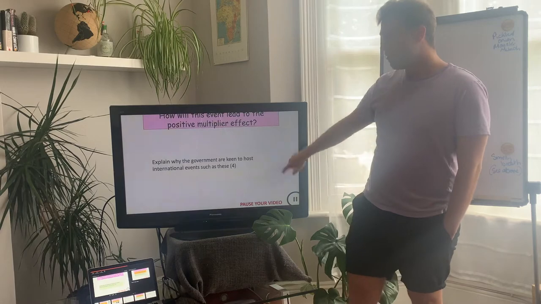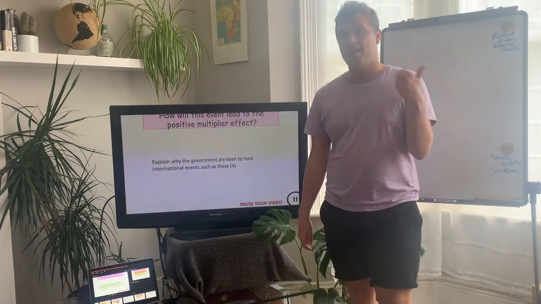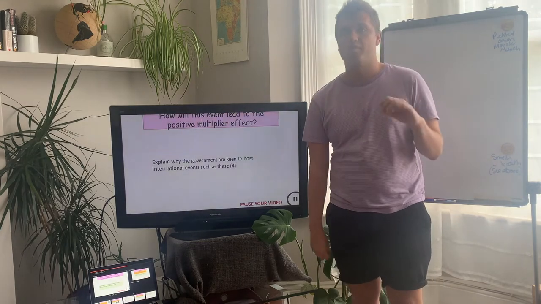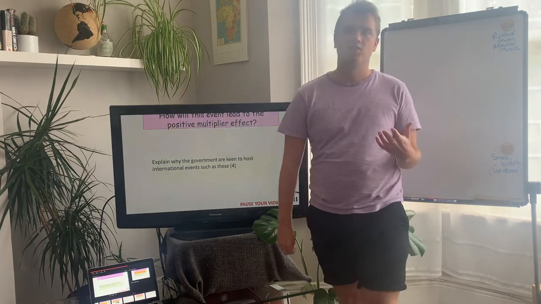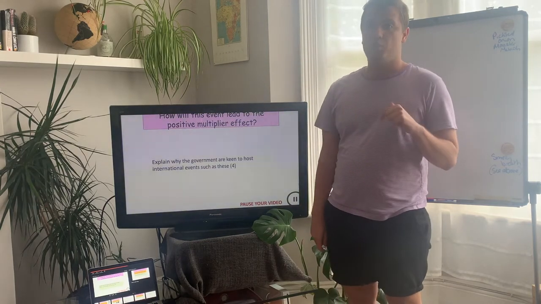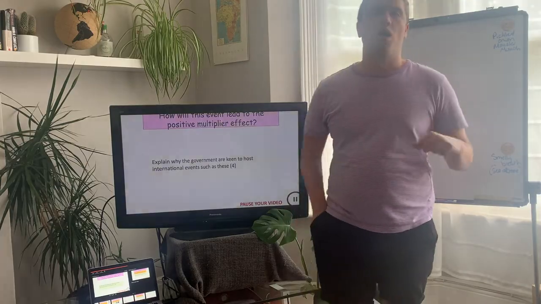So for a 4-mark explain question, you're going to make 2 points and you're going to explain them once. So it needs some kind of elaboration. It needs some kind of this means that, or this results in, or this leads to. Okay. So 2 simple points. Why would the government want to host international events, and a quick why on it?